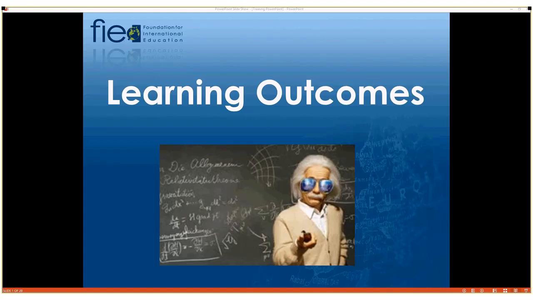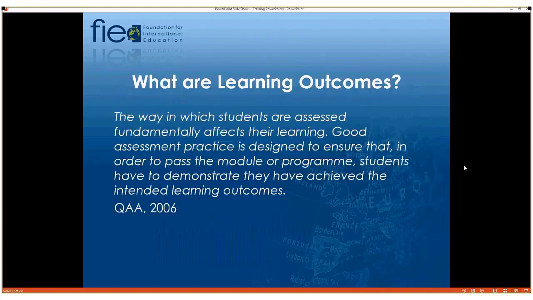We need to know specific outcomes that demonstrate how students understand, appreciate, or know. In 2006, the Quality Assurance Agency, FIE's main accrediting body, said, "The way in which students are assessed fundamentally affects their learning. Good assessment practice is designed to ensure that, in order to pass the module or program, students have to demonstrate they've achieved the intended learning outcomes."